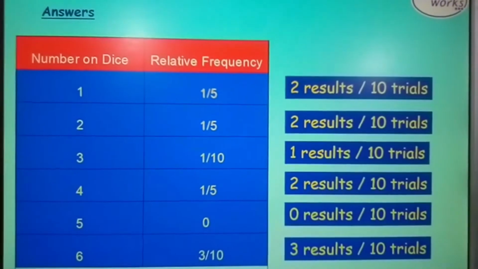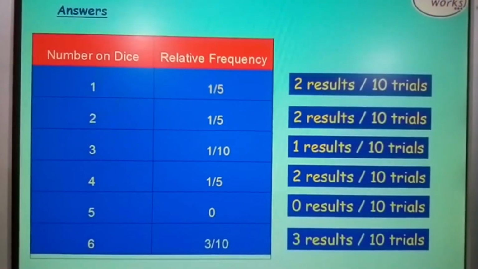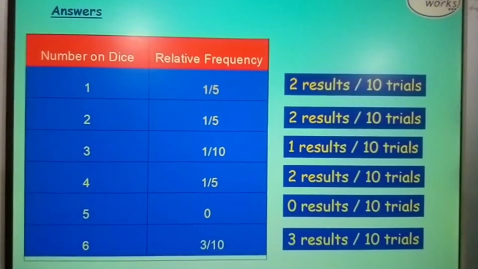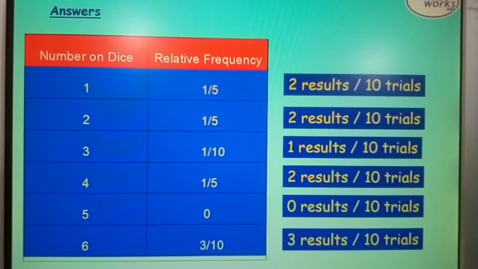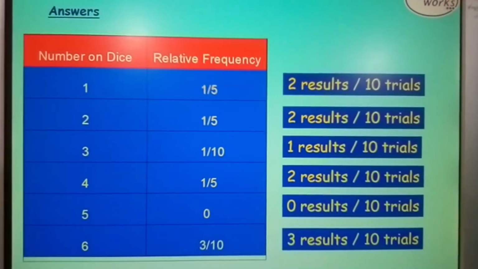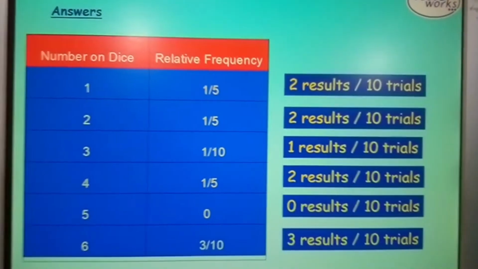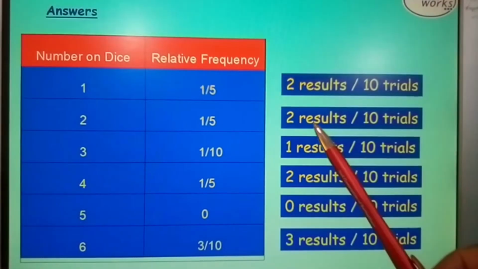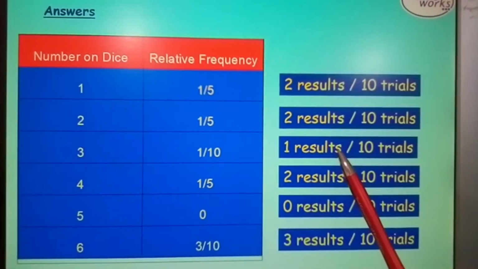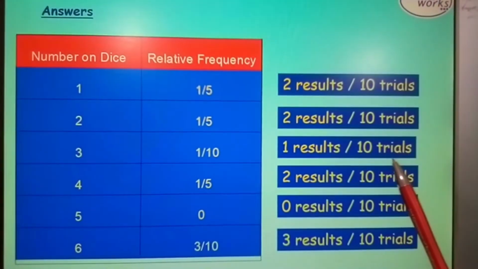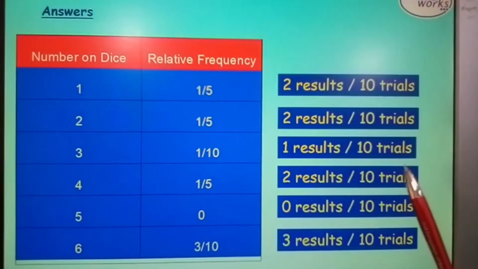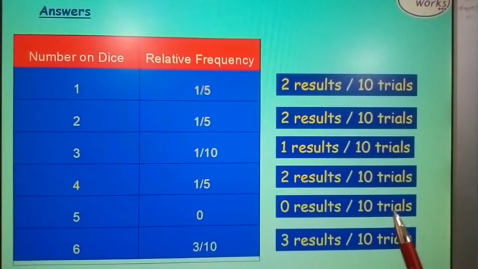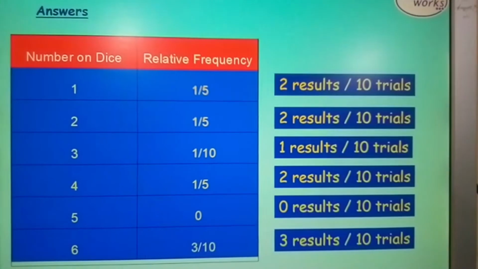Okay, sorry about that. Let me just get it back in the frame. And again we have 2 results, 10 trials. Now 1 result divided by 10 trials, 2 results divided by 10 trials, no results divided by 10 trials, 3 results divided by 10 trials.